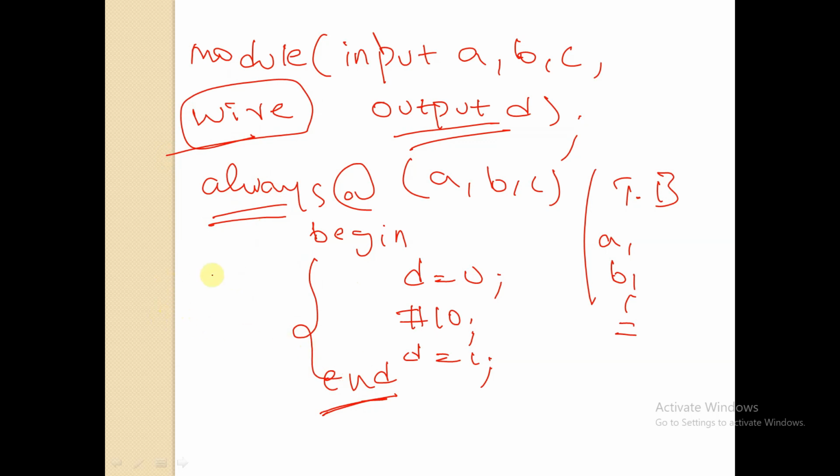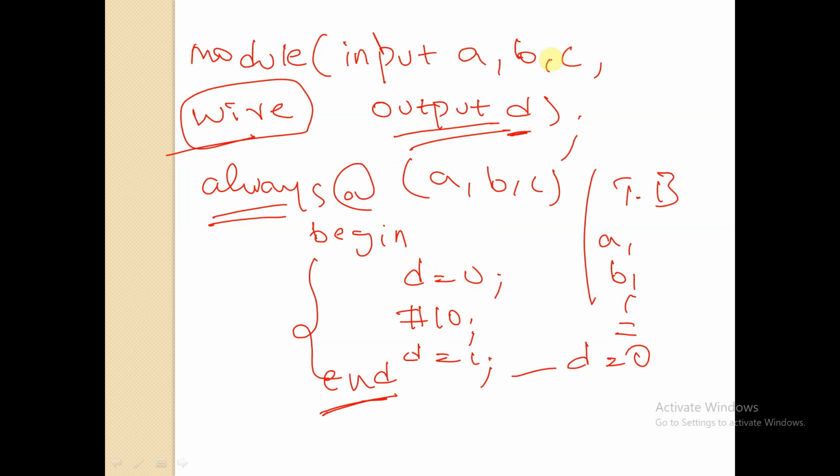As soon as we see this question, we will be tempted to answer it, and the options will also be tempting. They will give D is equal to 0 at 0 time units, and D is equal to 1, and we will get confused in this type of questions. He has not explicitly given the data type of D, so by default it will be wire. So the code will not get executed at all, and we will get a compilation error.